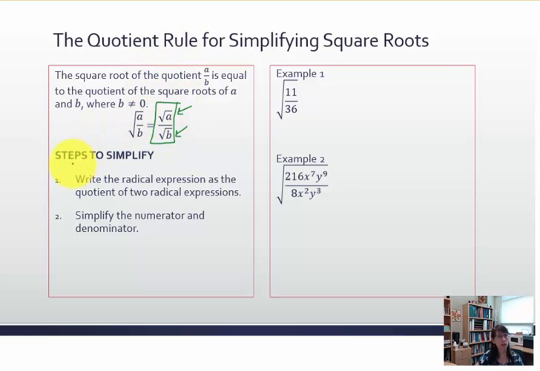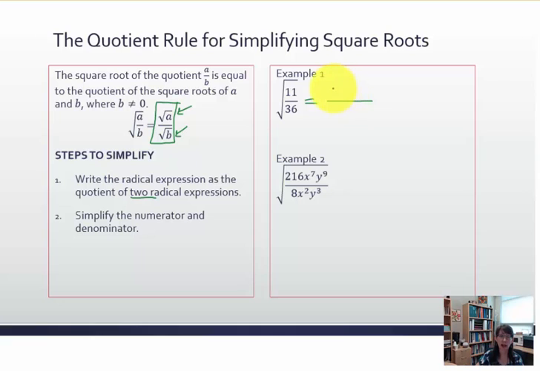So here are the steps to simplify. First, we're going to write the radical expression as the quotient of two radical expressions. We'll simplify the numerator and simplify the denominator. In example 1, you can see that under the square root we have the fraction 11/36. Well, if you take 11 and divide it by 36, you're not going to have a perfect square number that's recognizable. So we don't want to do that. We want to separate it using this quotient rule.